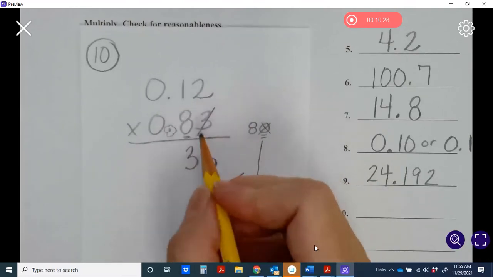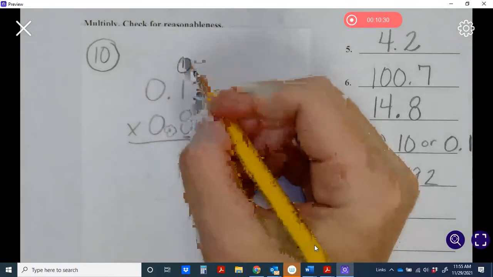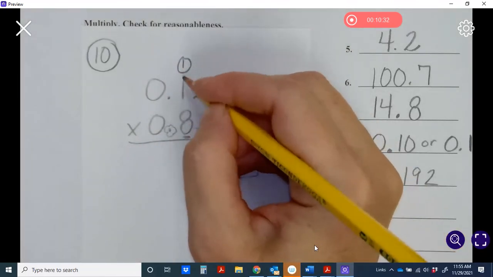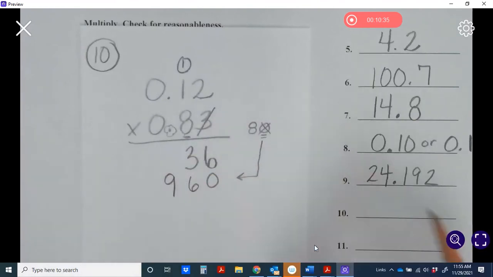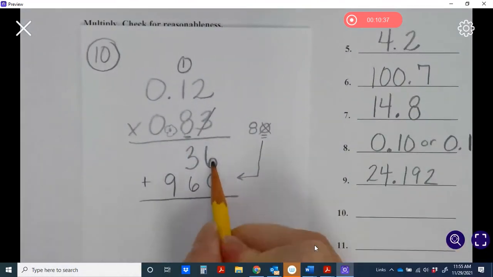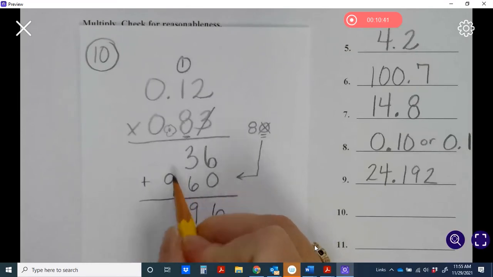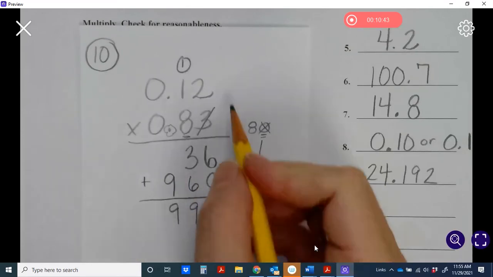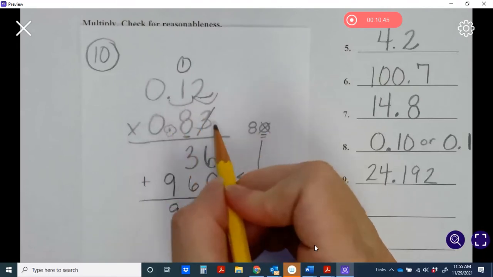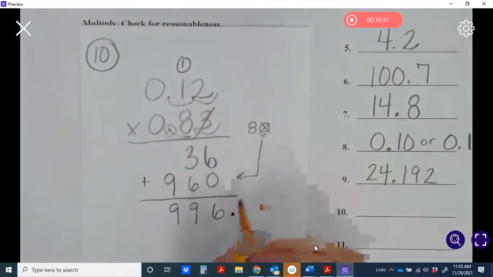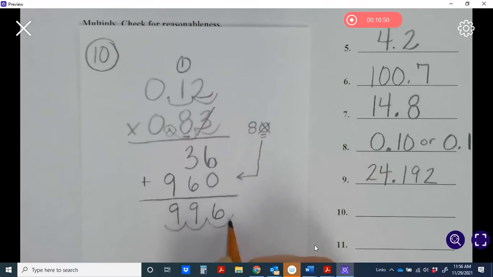8 times 2 is 16, carry the 1. 8 times 1 is 8, plus 1 is 9. Okay, we add those together. 6 plus 0 is 6. 6 plus 3 is 9. 9 plus nothing is 9. There's 2 decimals in my top number, 2 in my bottom number, for a total of 4 in my answer. So count this, 1, 2, 3, 4.